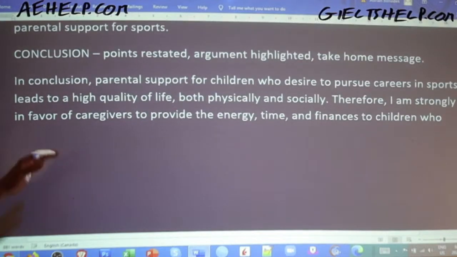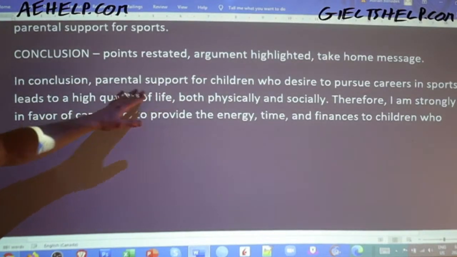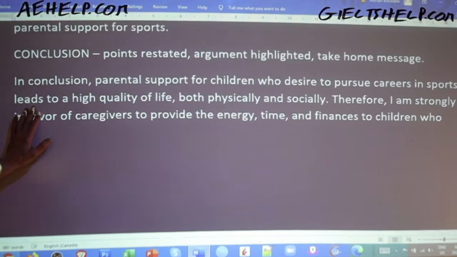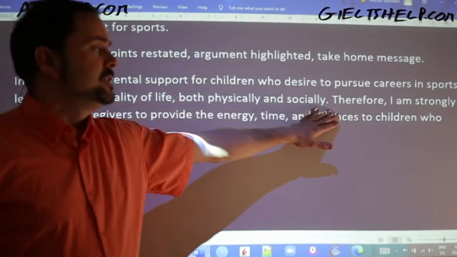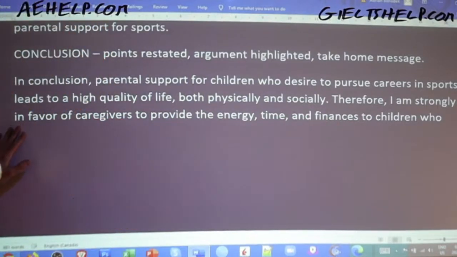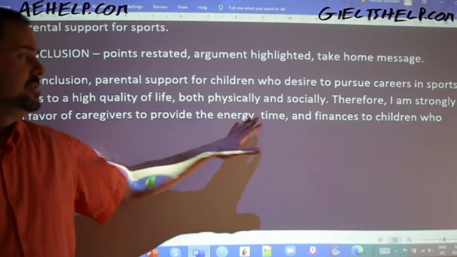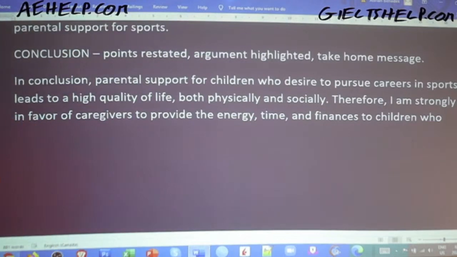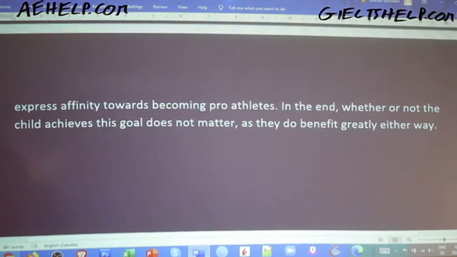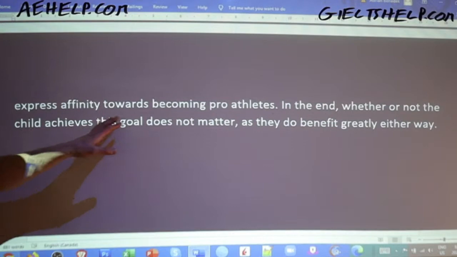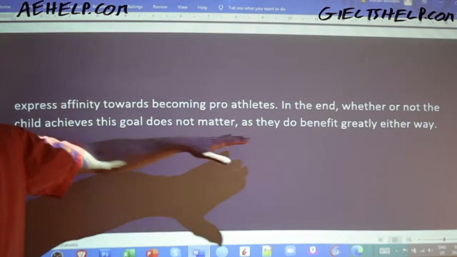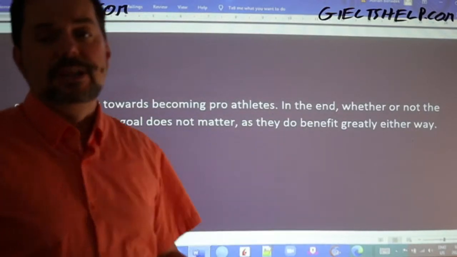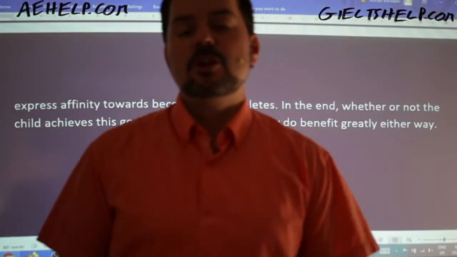In conclusion, parental support for children who desire to pursue careers in sports leads to a higher quality of life, both physically and socially. Therefore, I'm strongly in favor of caregivers to provide the energy, time, and finances to children who express affinity towards becoming pro athletes. In the end, whether or not a child achieves this goal does not matter, as they do benefit greatly either way. That's my take-home message.